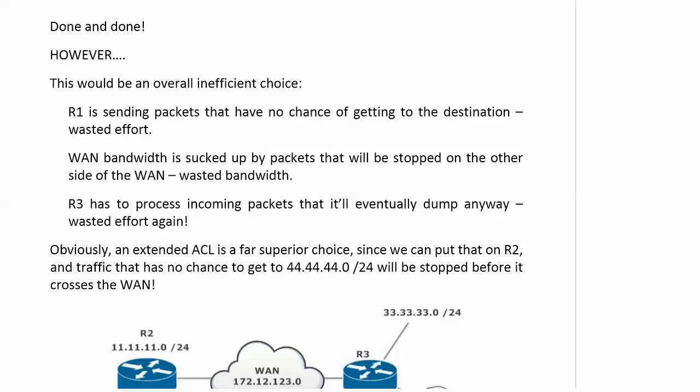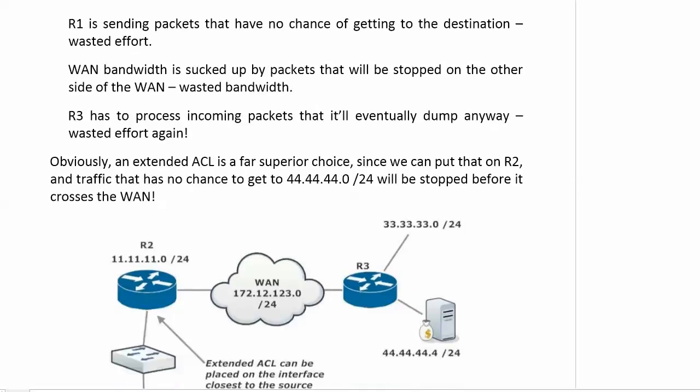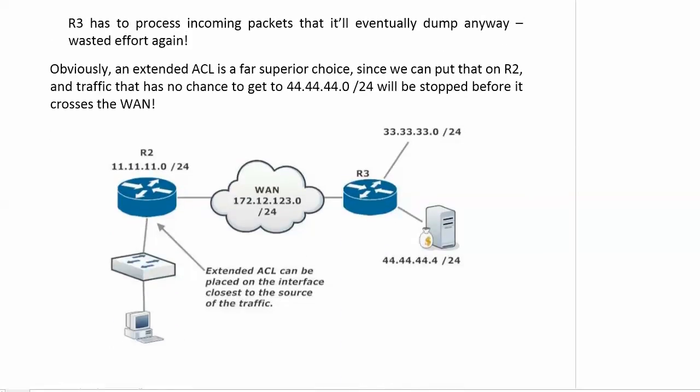And as we talked about in the previous video, if router 3 is filtering on an outbound access list, which it is because it had to, then it's actually routing the packets. It's taking the time to route the packets, and then before the packets get to the transmission queue, router 3 says, hey, wait a minute, we're filtering those packets anyway. So there's a lot of wasted work going on there. So an extended ACL in the real world would be a far superior choice, because we can put that on router 2, and traffic that has no chance to get to this subnet over here will be stopped before it crosses the WAN.